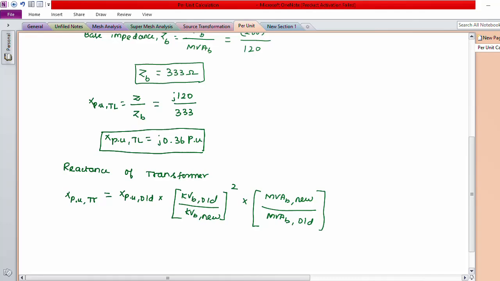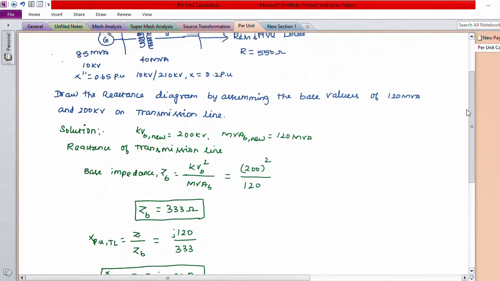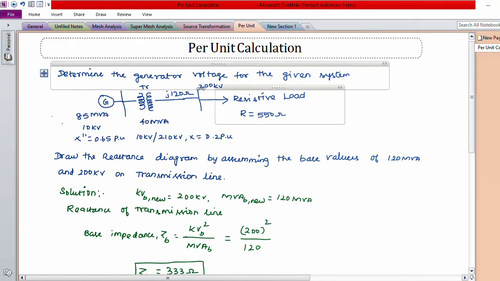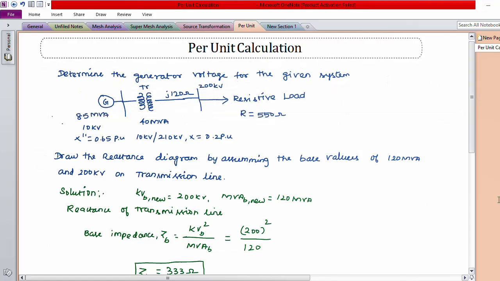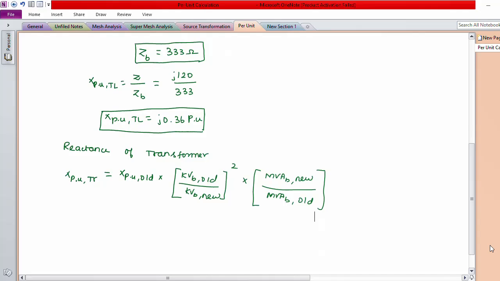So whatever values they have given for this component, that is the old value. Now for this transformer, here they have given the power as 40 MVA and the voltage as 10 kilovolt/210 kilovolt. Now we have taken from the transmission line side, so we have to take the high voltage side as the reference. So the old value for the transformer is 210 kilovolt. So we have to substitute.